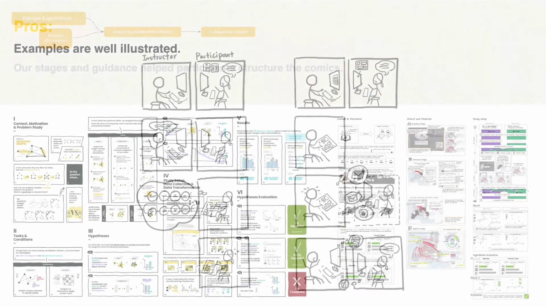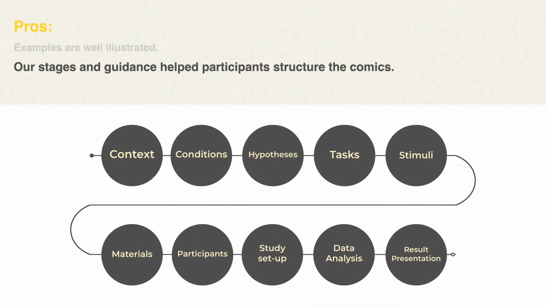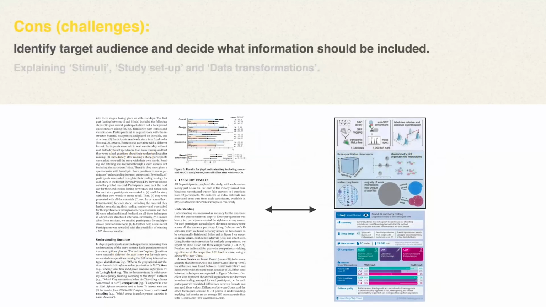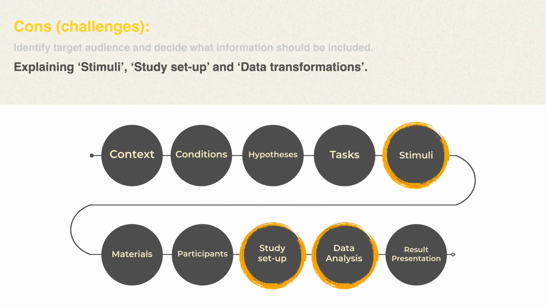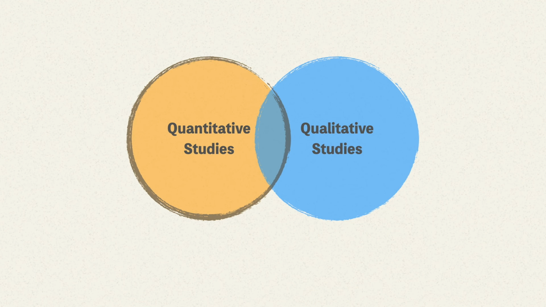The results show the participants found our examples were well illustrated and they found it was a very good opportunity to create a visual, easy-to-consume format. Our stages and guidance helped them to distill the required information and structure to follow. But 3 participants reported issues with identifying the target audience and deciding what information should be included, and how detailed the comic should be. We also found the most difficulties are with explaining multiple methods, complex stimuli, and explaining data transformation of analysis.